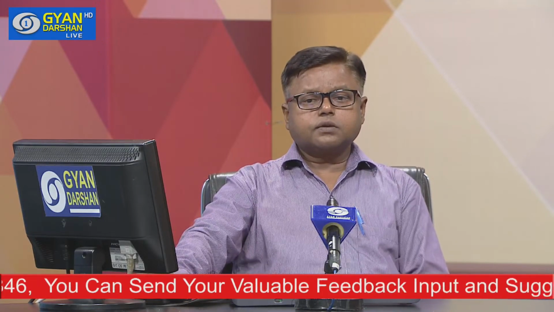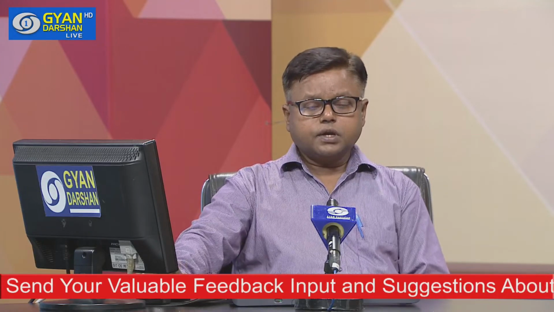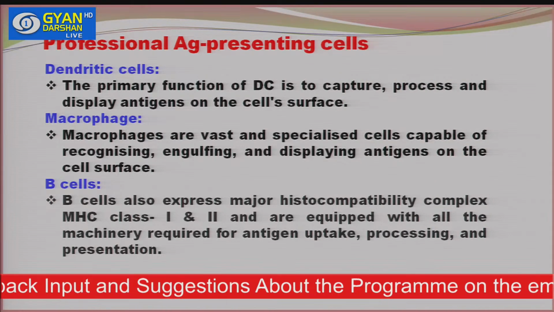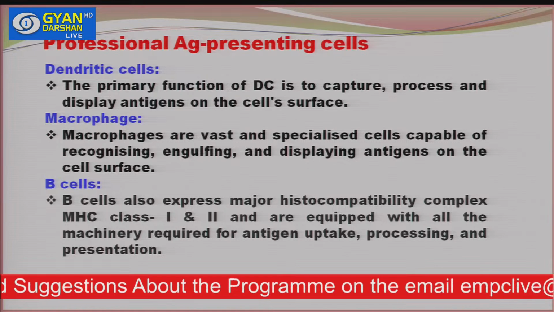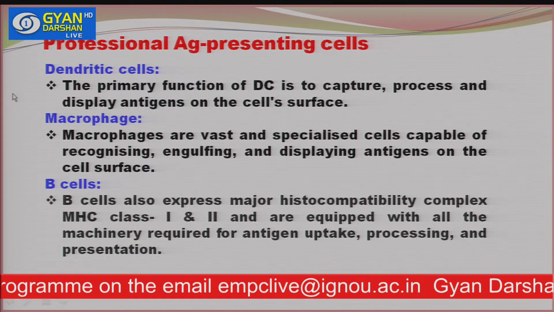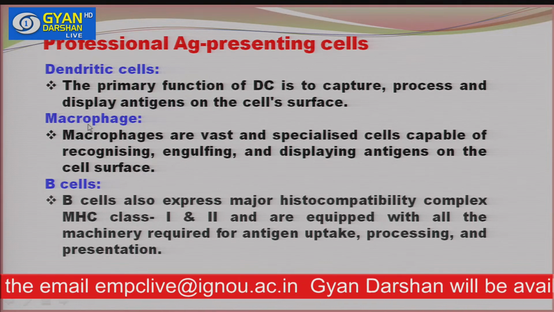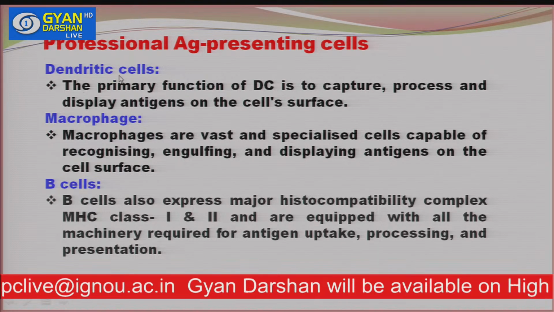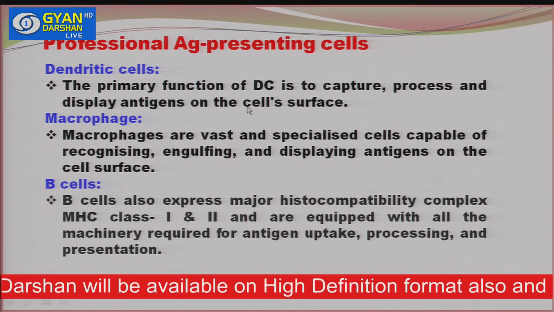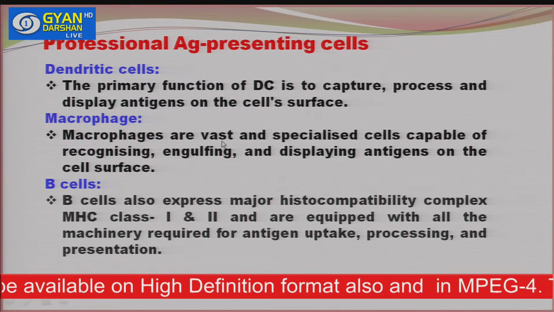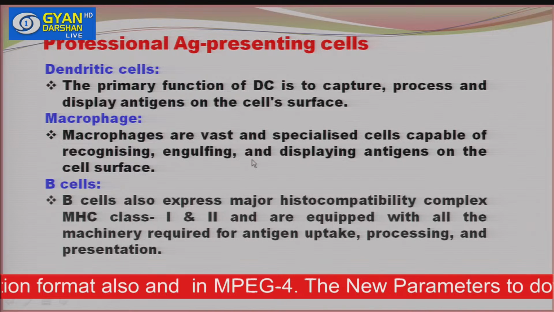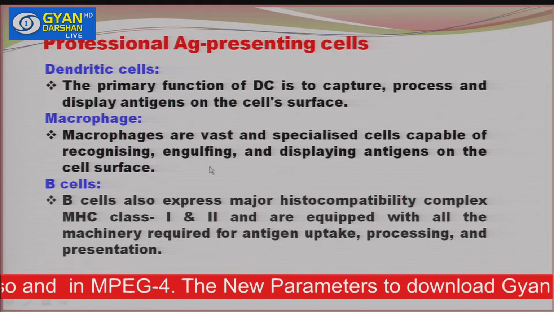Another thing I want to discuss is the antigen presenting cells. Some are professional antigen presenting cells and some are non-professional antigen presenting cells, which are available inside the body. The professional antigen presenting cells are the dendritic cell, macrophages and B cell. The primary function of the dendritic cell is to capture, process, and display antigen on the cell surface. Macrophages are vast and specialized cells capable of recognizing, engulfing and displaying antigen on the cell surface.